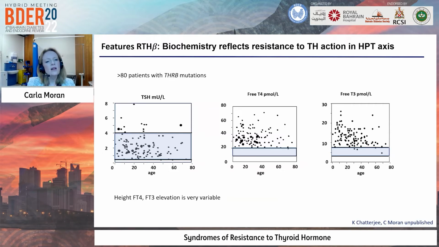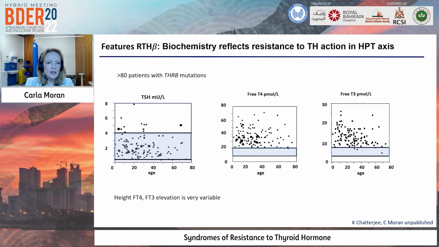So what is shown here is the TSH, T4, and T3 of over 80 patients with mutations in THRB. So you can see that the patients tend to have a normal TSH, as indicated by the blue shading. They all have a raised T4, and they almost invariably have a raised T3. And the other thing you will note is that the T4 elevation can be very variable. So some have a T4 that's slightly elevated, whereas others have a T4 that's almost 4 times the upper limit of normal.